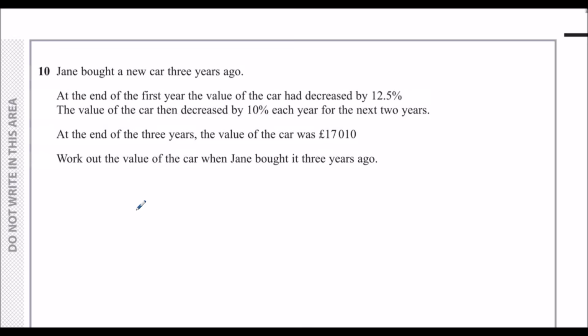Question 10. Jane bought a new car 3 years ago. At the end of the first year, the value of the car had decreased by 12.5%. The value of the car then decreased by 10% for each of the next 2 years. At the end of the 3 years, the value of the car was £17,010. Work out the value of the car when Jane bought it.